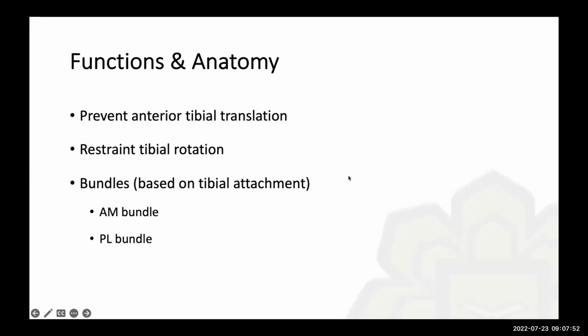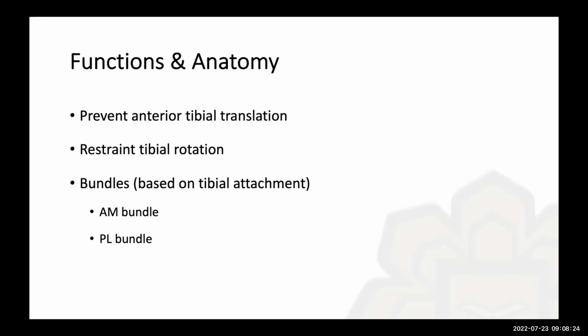And then the functions, as I said earlier: prevent anterior tibial translation and restrain tibial rotation. Both of these are important for you to understand, because as surgeons we want to restore mainly these two. The anterior tibial translation and also the tibial rotation, so that the patient can return in future to pivoting sporting activities.